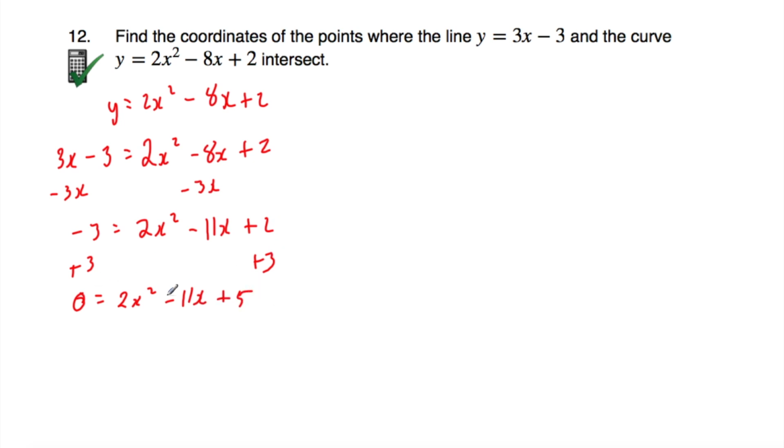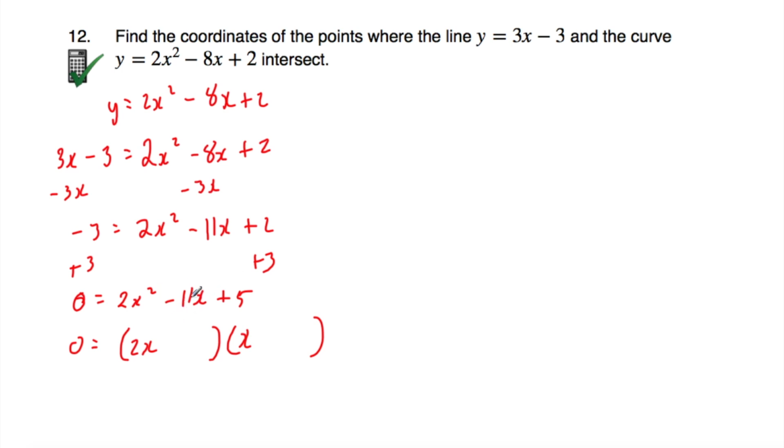So we've now got this quadratic. Now I've actually completed this question already and I factorized this, so that's quite nice. We don't need to use the quadratic formula in this question. So 0 equals, so let's factorize this. So we've got 2x squared, so let's do 2x and x. And we want to find two numbers that multiply together to be 5. And whenever we expand our brackets, we're going to get minus 11x.